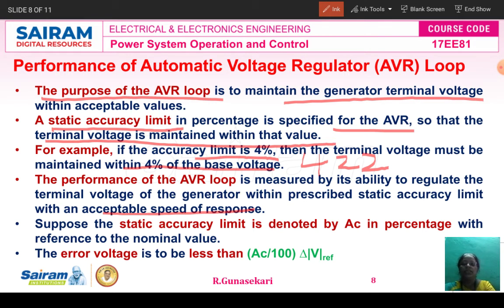Then the static accuracy limit is denoted by A suffix C, which is represented by a percentage with reference to the nominal value. So the error voltage is less than AC divided by 100 into del V reference, because percentage of AC means AC divided by 100. This is the reference voltage.